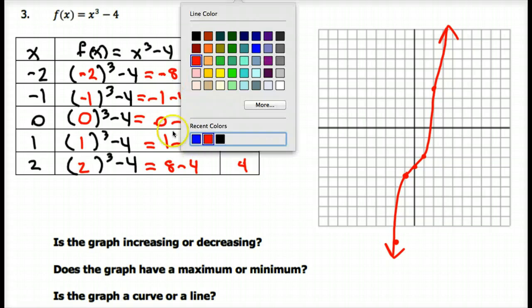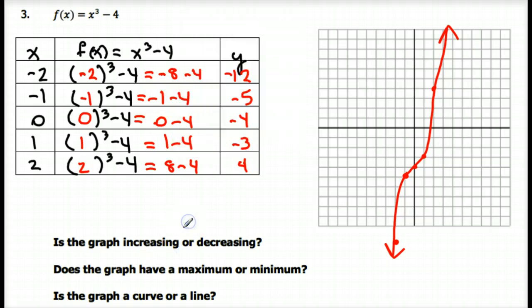The question we want to answer: is the graph increasing or decreasing? As we move left to right, this is increasing. Okay, the y values are getting larger, so we'll say this is an increasing graph.